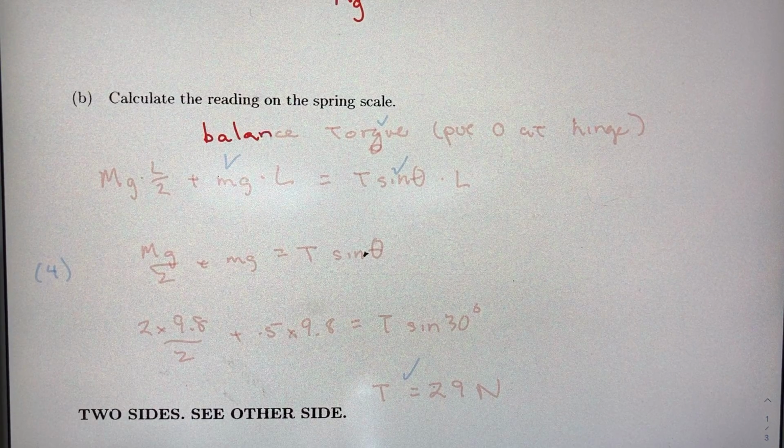Balance torque. Since we don't know H, put 0 H, F, whatever, at the hinge. So we don't know the force at the hinge. So let's just put it at 0 so torque will ignore it.